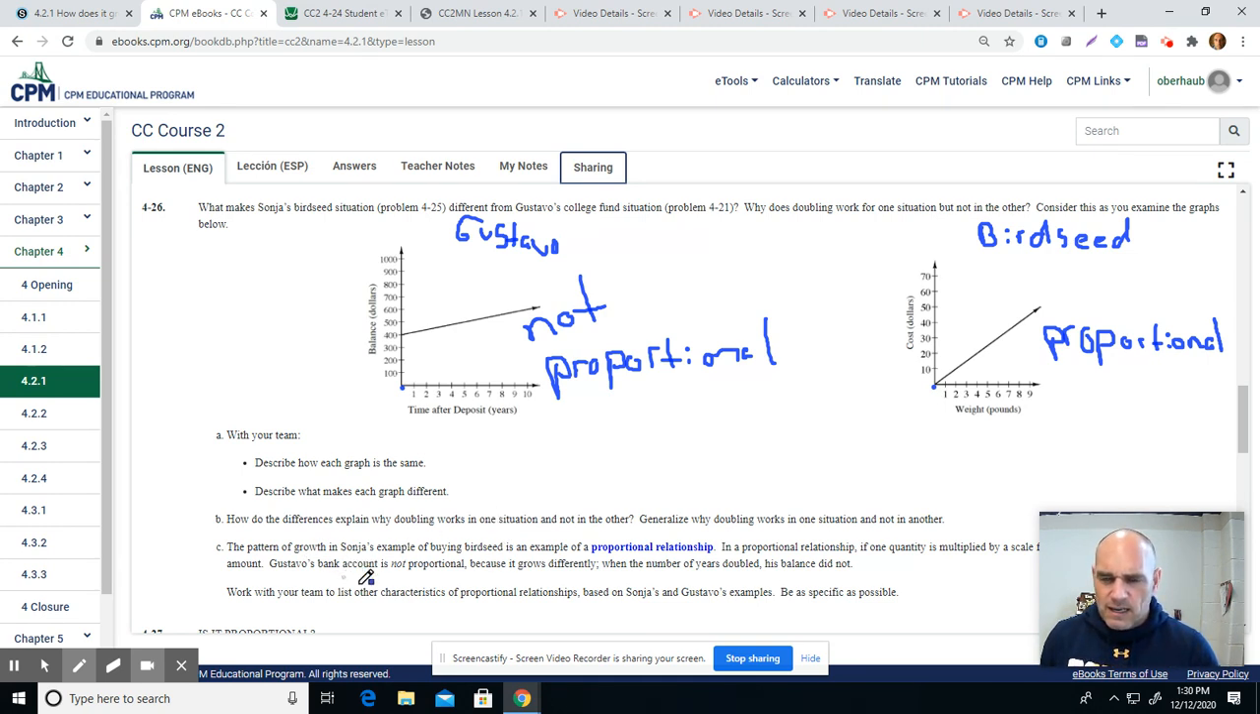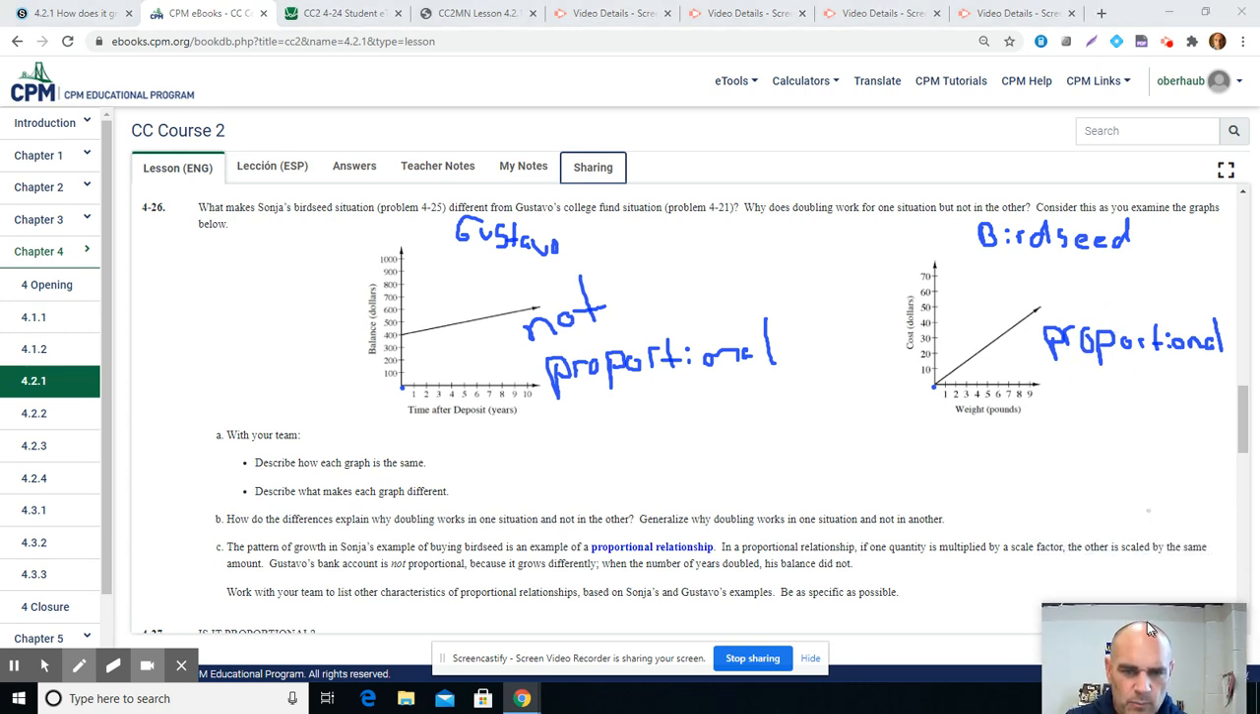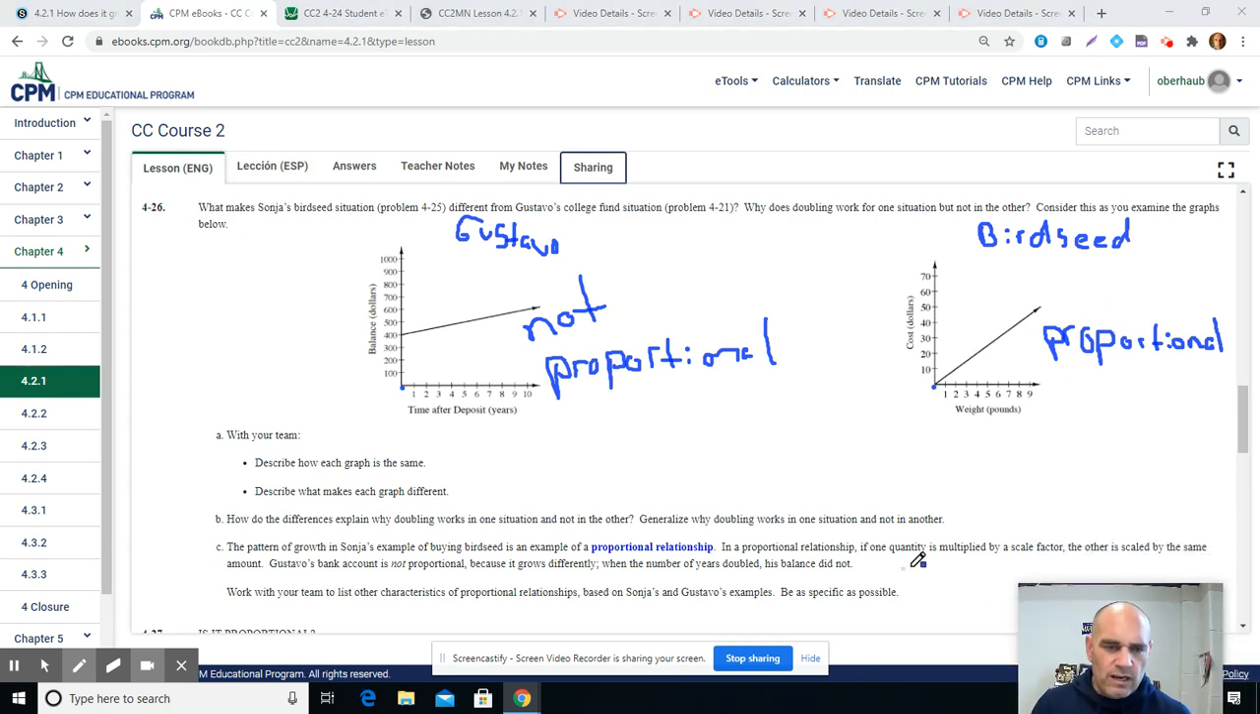So that was B. So part C, the pattern of growth in Sanjo's example, that's this one right here, is an example of a proportional relationship. In a proportional relationship, if one quantity is multiplied by a scale factor, the other is scaled by the same amount. Gustavo's bank account is not proportional because it grows differently; when the number of years double, the balance doesn't double. Work with your team to list the characteristics. So we already did that.